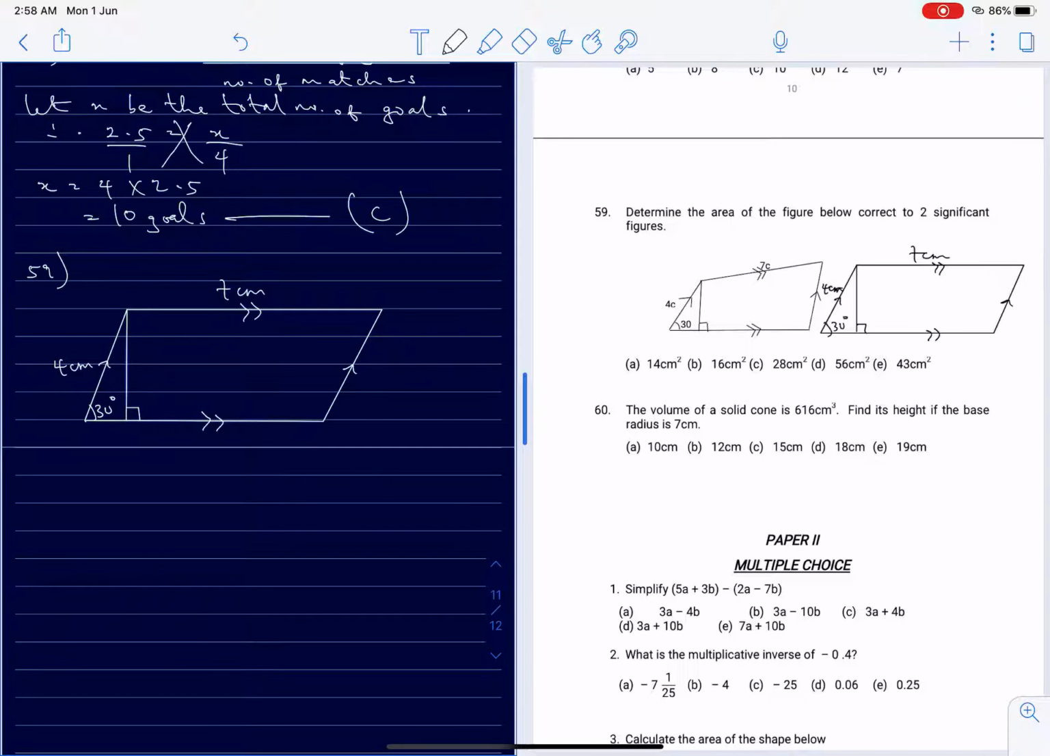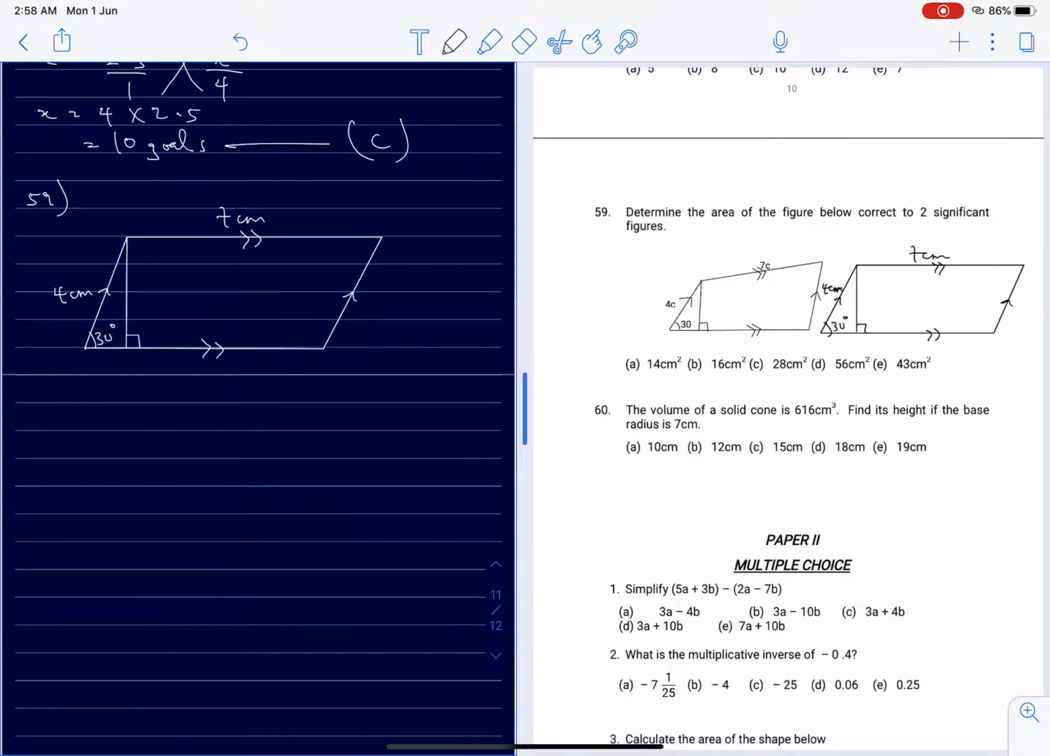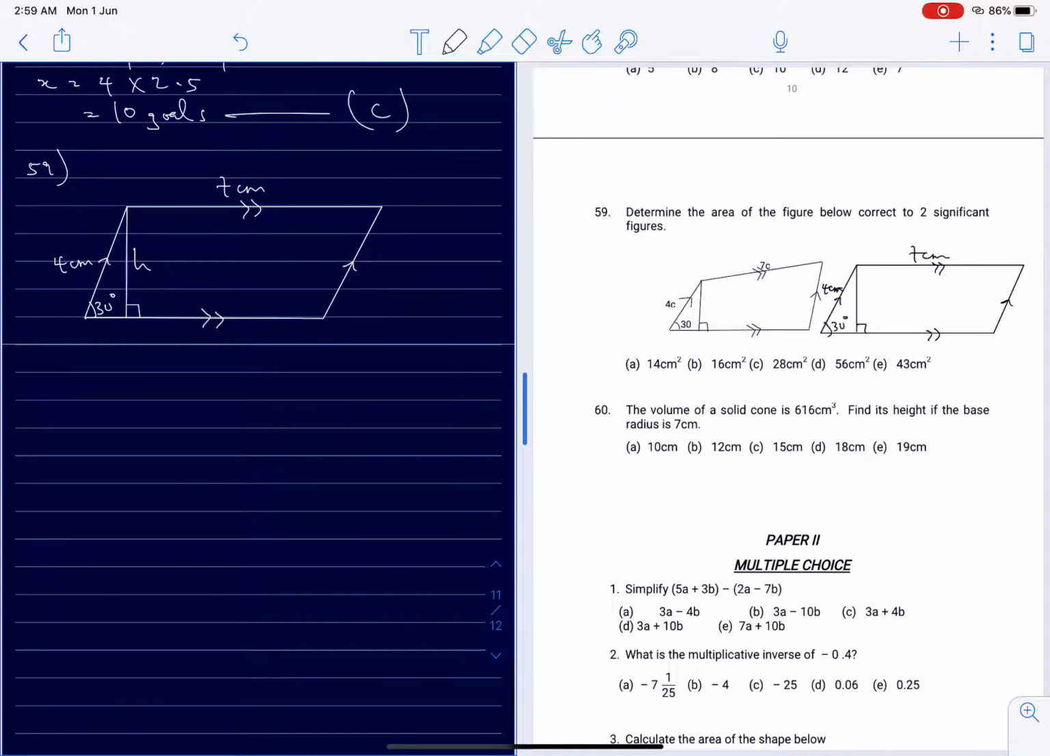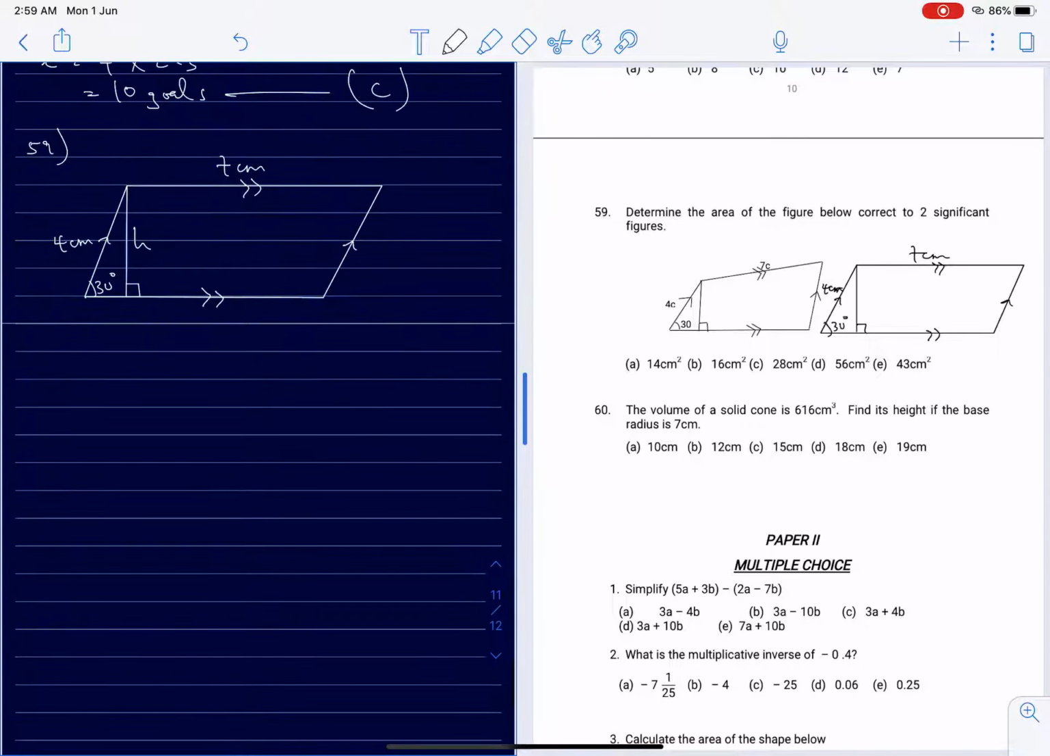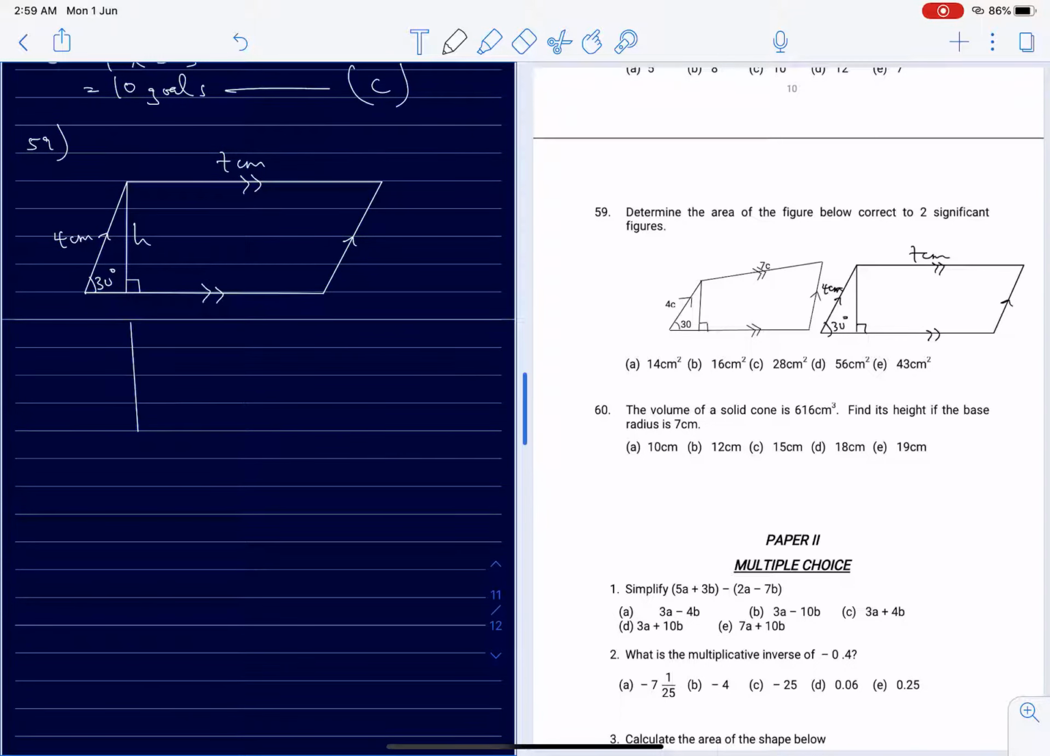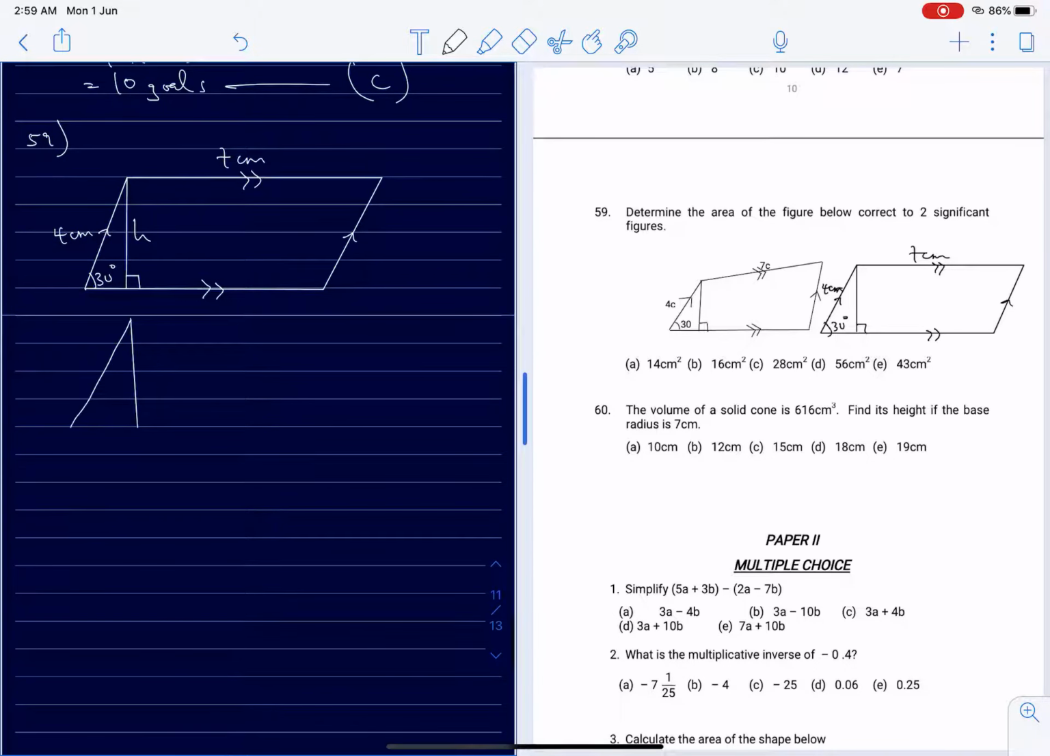Determine the area of the figure below correct to two significant figures. So let's find the area. I can find the height. This is the height of it. Let me call this h. It's actually a parallelogram. So if I bring out this small right angle triangle, I'm going to be able to find the height of that.